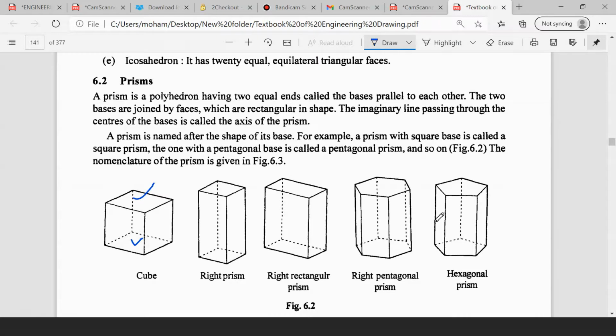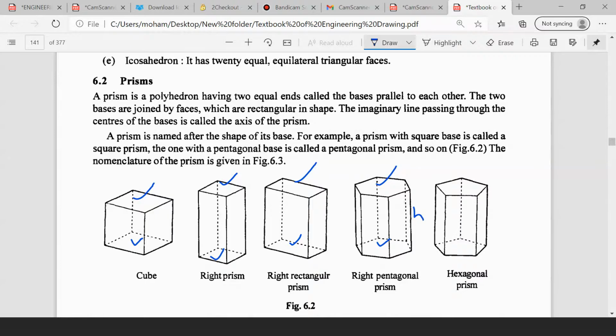It has two parallel bases. If you take a right square prism, it has a square at the top and a square at the bottom. Understand? If you have a right rectangular prism, it has a rectangle on the top and a rectangle on the bottom. If you have a right pentagonal prism, you have a pentagon on the top and a pentagon on the bottom. Understand? Okay. The height will be different.